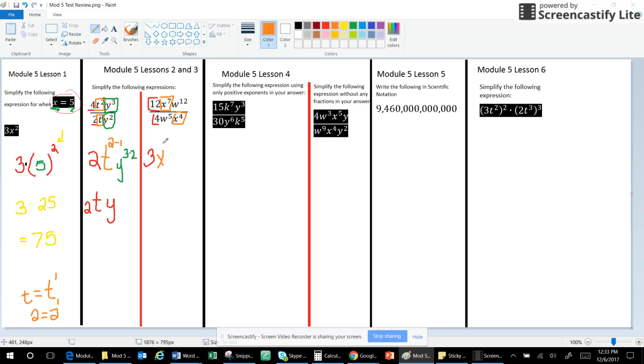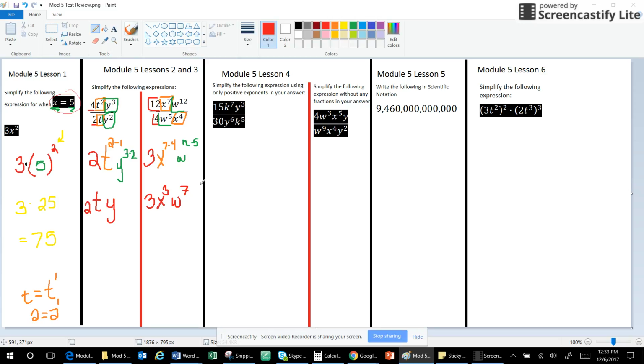So we would get x, remember, top minus bottom for the exponents, and I have a w to the 5th on the bottom, w to the 12th on the top, so I would do w with 12 minus 5 as its exponent. There's no more work to be done on the 3. x, 7 minus 4 is 3, so this would be x to the third. And then we would have w, and then 12 minus 5 is 7. So this winds up being 3x to the third, w to the 7.